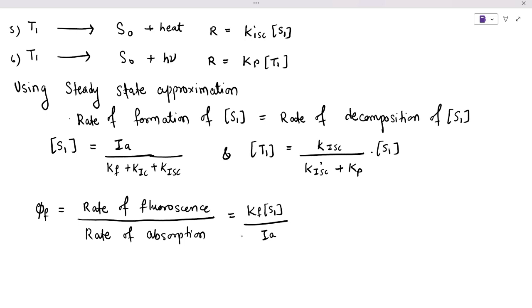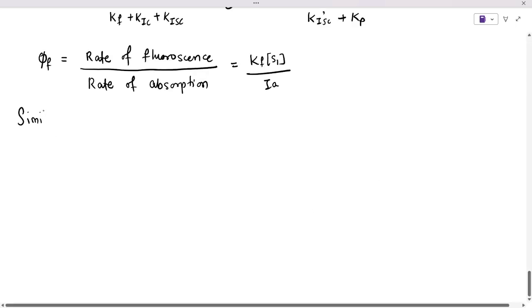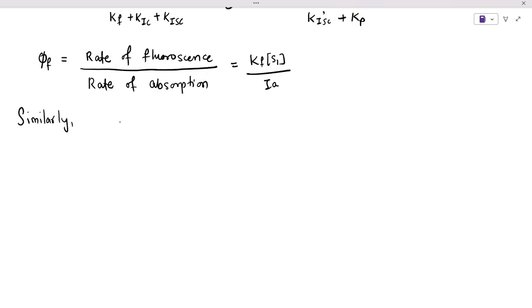Here Ia represents the rate of absorption, kf is the rate constant for fluorescence, and S1 is the singlet state. Similarly, we can write the quantum yield for phosphorescence as kp times T1 divided by Ia. T1 is the triplet state here, and Ia is the rate of absorption.